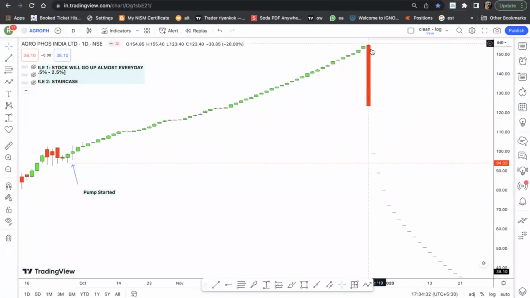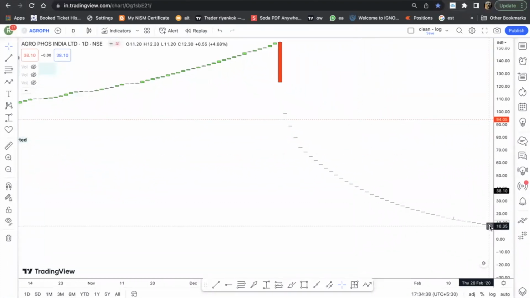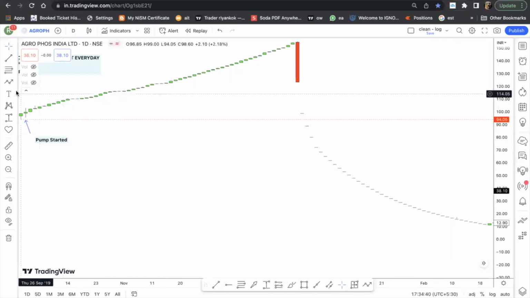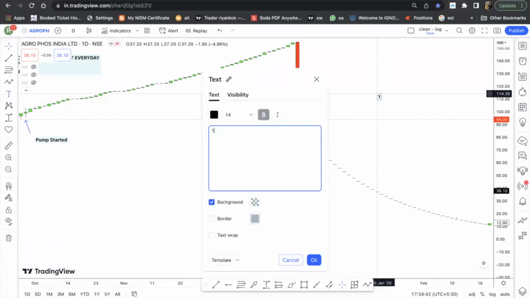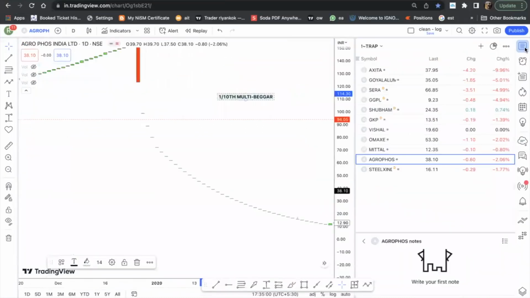Then you will see कि 155 rupees का stock 12 rupees आ गया. Okay, so that is 1/10 from the all-time high. Okay, so this is 1/10 multi-beggar. This is not multi-bagger, this is multi-beggar, 1/10 multi-beggar. Okay, so this is just one technique on how to identify these scripts. Okay, so I took the example of Agroforce India.